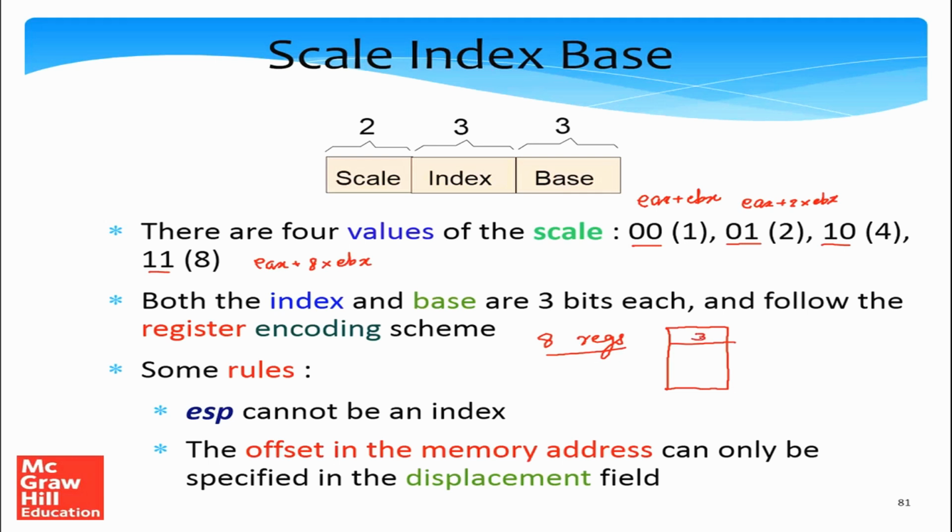So there are some important rules that need to be kept in mind. The first is that ESP cannot be an index. All right, so basically the ESP field cannot be an index over here; it is an invalid index. This also makes sense. Why would anybody make the stack pointer an index? You might want to make it a base register, but making it an index is not right. The other is that the offset in the memory address needs to be specified in the displacement field. All right, so that is the second point that needs to be kept in mind.